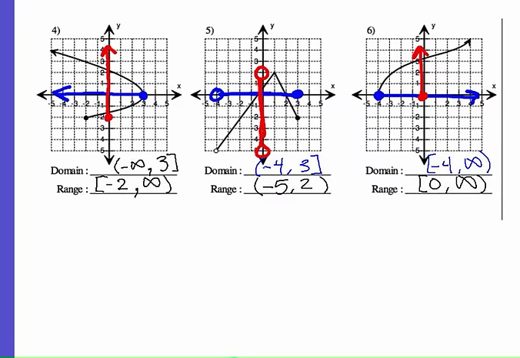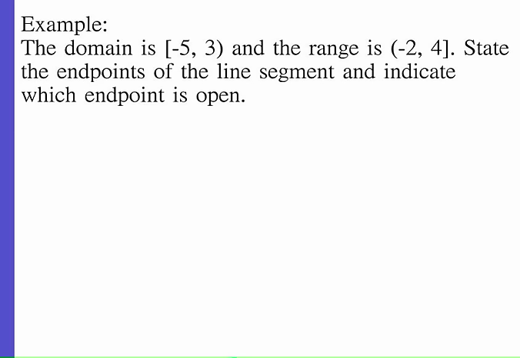So I want to go over two problems that were on the worksheet that some of you may not have gotten to, but I feel like they were very important. So in this scenario, it gives us a domain and it gives us a range, and it tells us to list the endpoints of the line segment and then indicate which endpoint is open. So if I have something like this, similar to a graph, we can just sketch it for purposes of the understanding. So I've got a graph here. I know that my domain is at -5, which is somewhere over here, and then 3, which is somewhere over here.